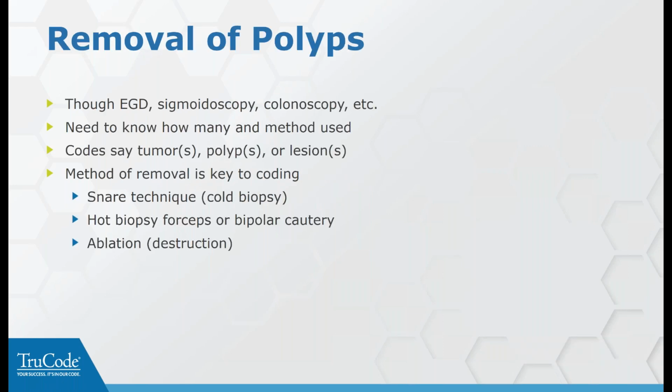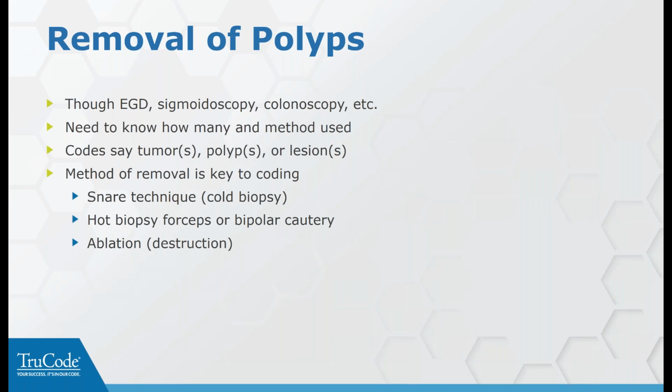Removal of polyps, again, whether it's through an EGD or a sigmoidoscopy or colonoscopy, you need to know how many are removed and also the method. Many of those codes have the S in parentheses, so it may not be the number of things removed. It is the removal, the method of removal. They can do a snare technique, they can do hot biopsy forceps, they can do ablation.